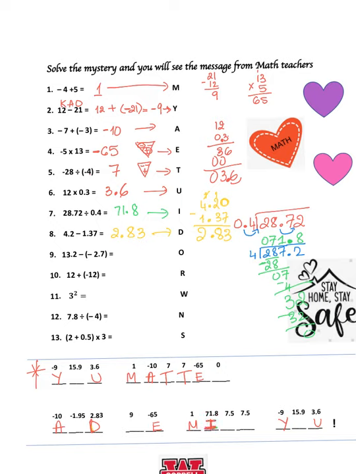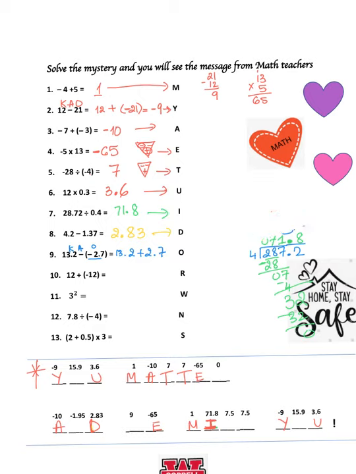Okay. Number 9. 13.2 minus negative 2.7. Subtraction, so we're going to use KAO. Keep, add, opposite. So we have 13.2 add the opposite. The opposite of negative 2.7 is positive 2.7. So we have 13.2 add 2.7. I'm running out of space, so I have to erase my scratch work on the side right here, so I have more space to do math.